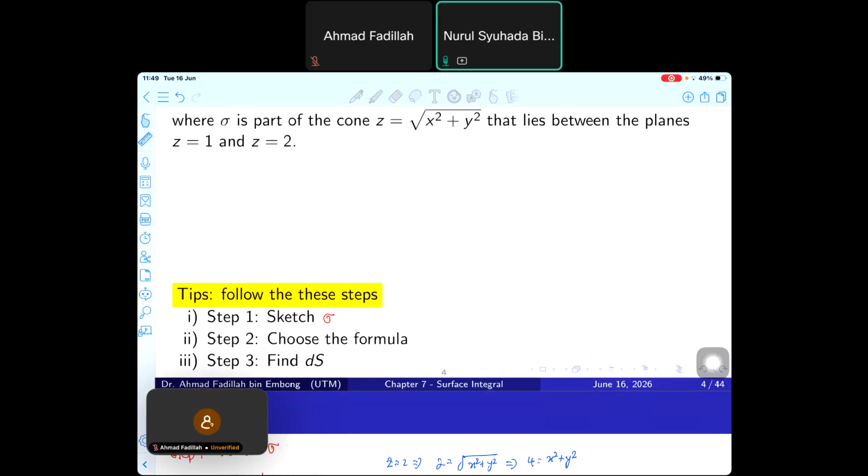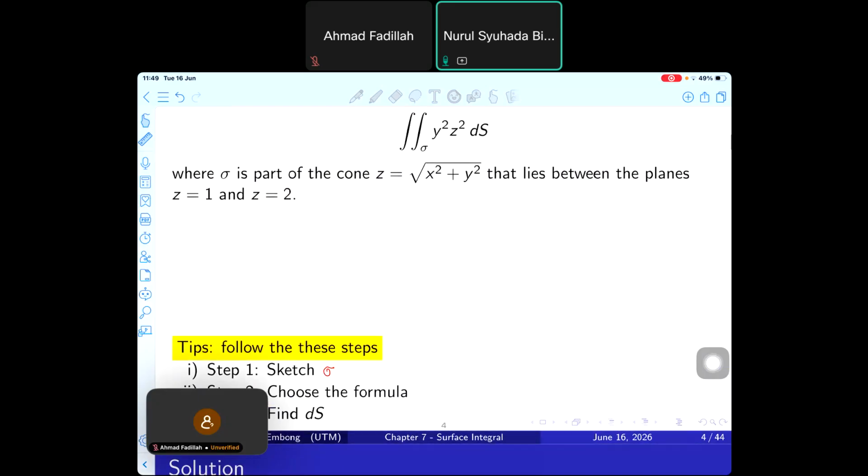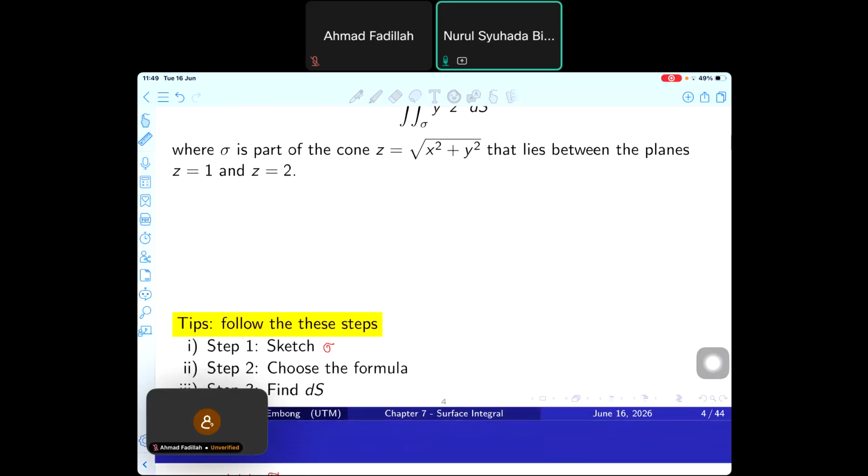Step 1, sketch the given surface. This is the given surface, and we sketch the surface that we are going to evaluate. Next, we are going to choose the right formula. The formula is chosen based on the given surface. Sometimes it is much easier to project the surface on the xy plane, and sometimes on the yz plane. So the choice of formula depends on the given sigma from the first step.